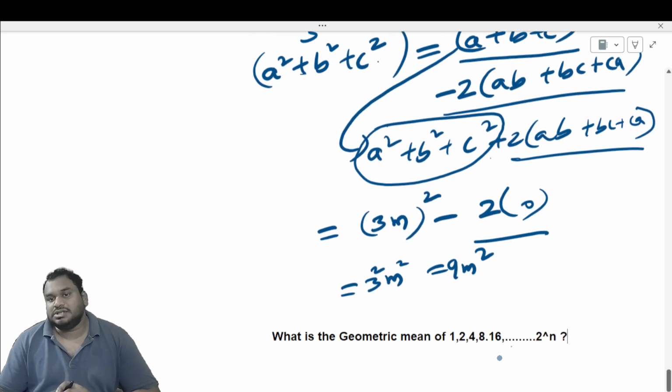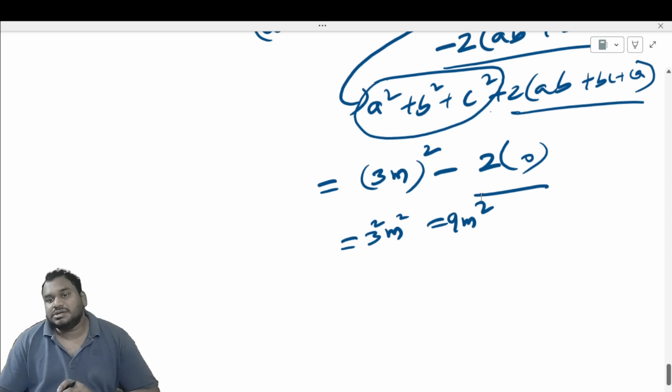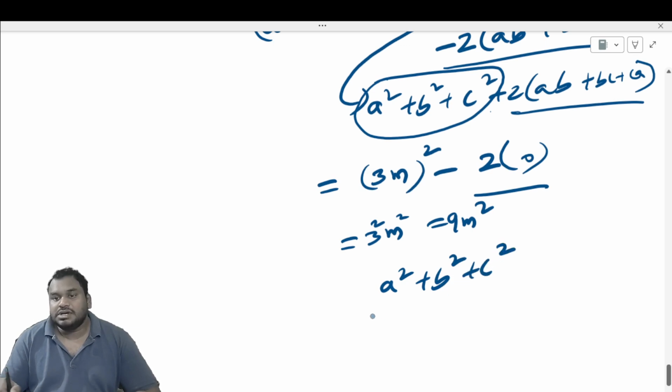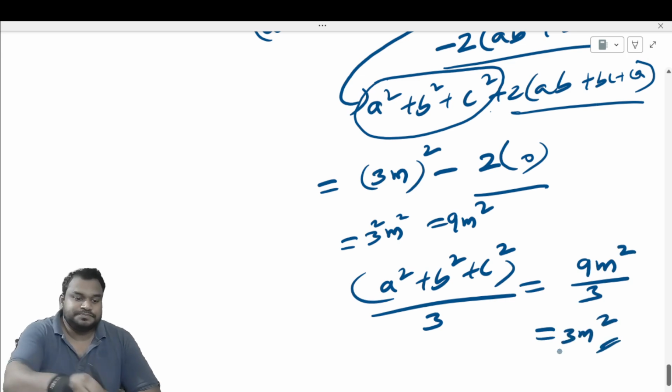But they are asking the average value. So average is nothing but sum divided by the total numbers, right? So nothing but (A square plus B square plus C square) divided by 3. But I know this value as 9m square divided by 3. So 3m square is the answer.